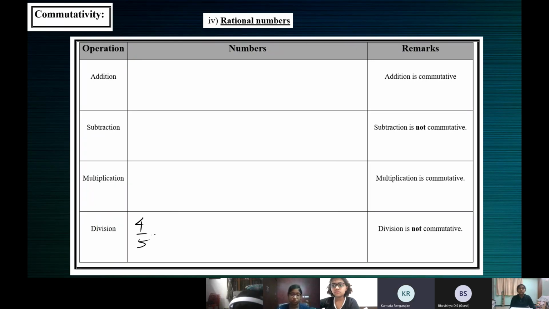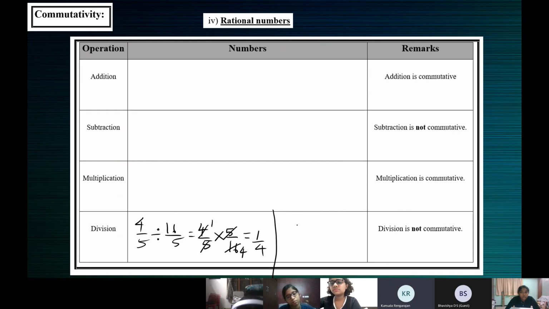Four by 5 divided by 16 by 5. 4 by 5 as it is. Division becomes multiplication by the reciprocal. What is the reciprocal of 16 by 5? 5 by 16, ma'am. Now we should cancel 5 and 5. Then 4 ones are 4, 4 fours are 4, and 1 by 4 is the answer.